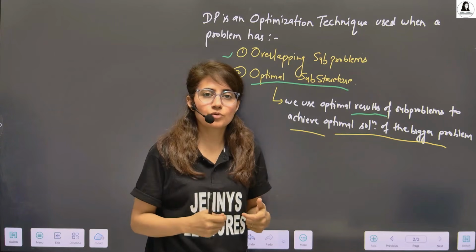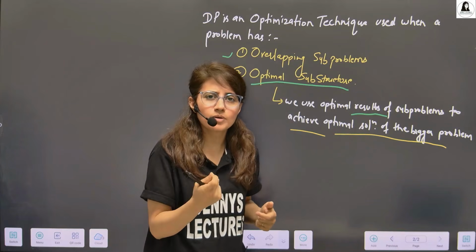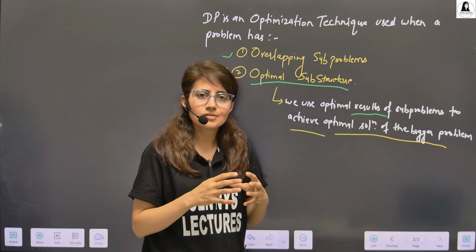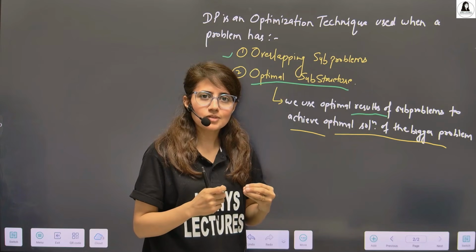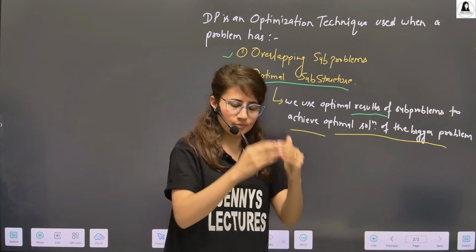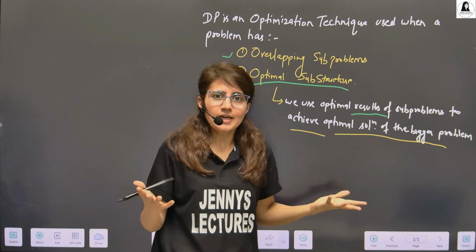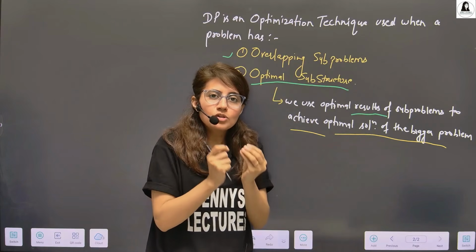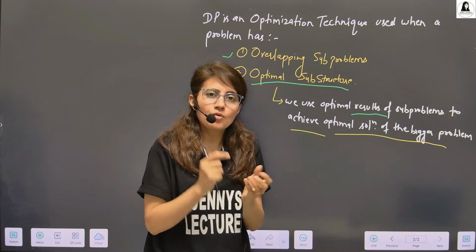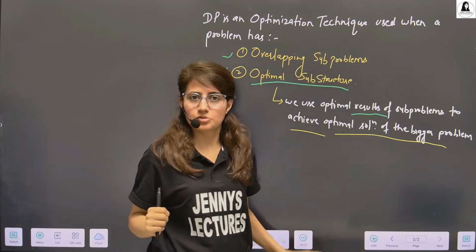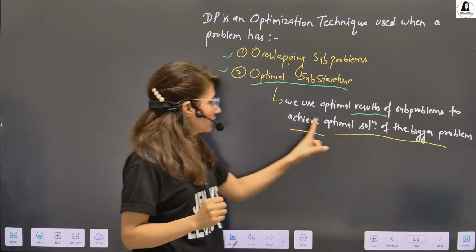Solving small problems. If the smaller answer is not optimal, how can you get the bigger answer optimal? So the smaller answers must be optimal. Because basically we divide the problem into sub problems in DP, that's the main idea. If those small sub problems have optimal solutions, then only can you get a global optimal solution. The problem must have these two things.